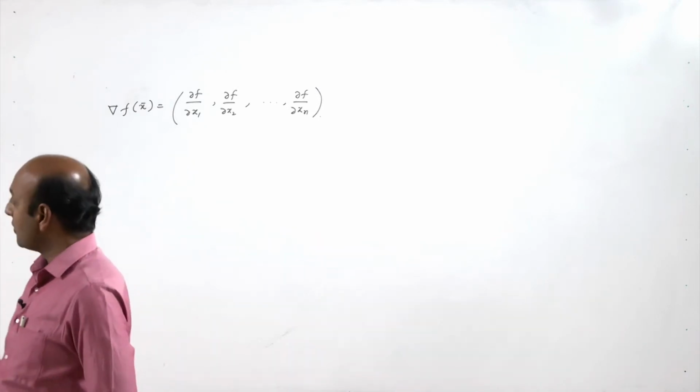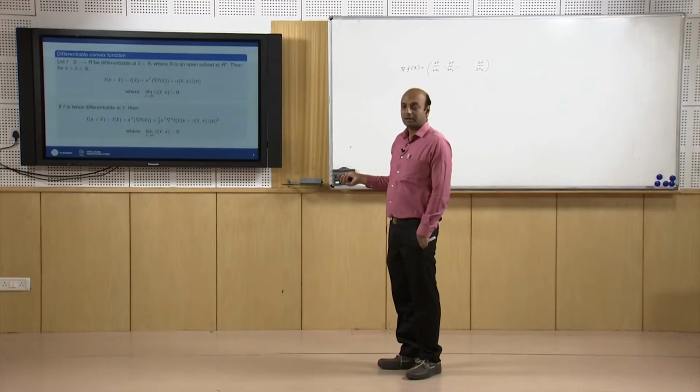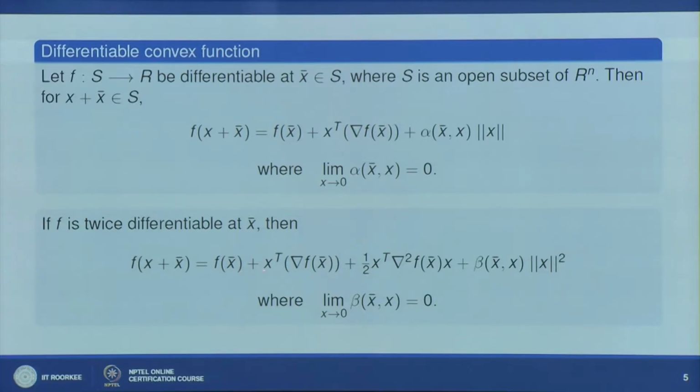Now, if a function is twice differentiable at x bar, then f of x plus x bar is equal to f of x bar plus x transpose gradient of f x bar plus half of this term plus beta of x bar and x times norm of x square, where this term tends to 0 as x tends to 0. So, this is how we can define the function f if the function is once or twice differentiable at x bar. Okay.